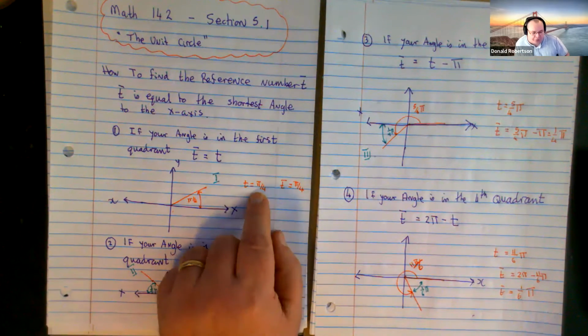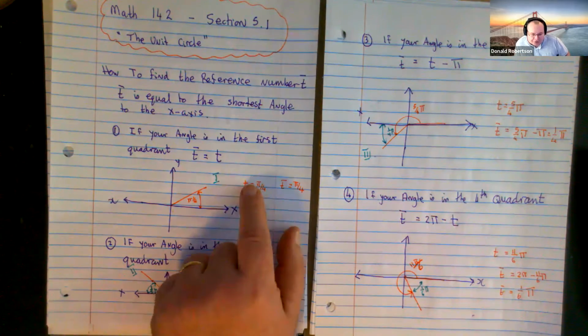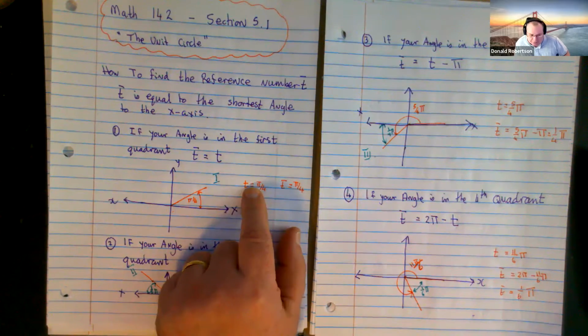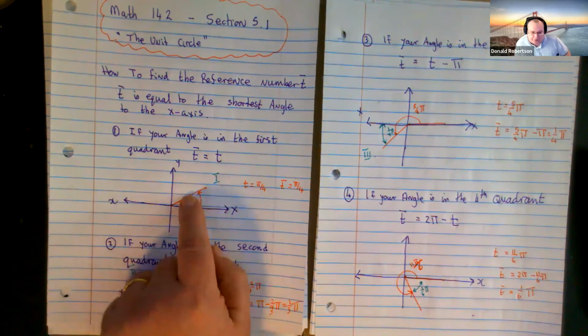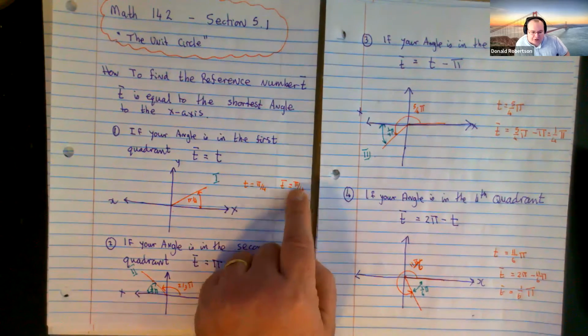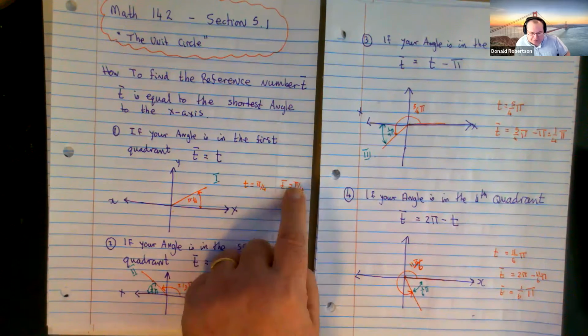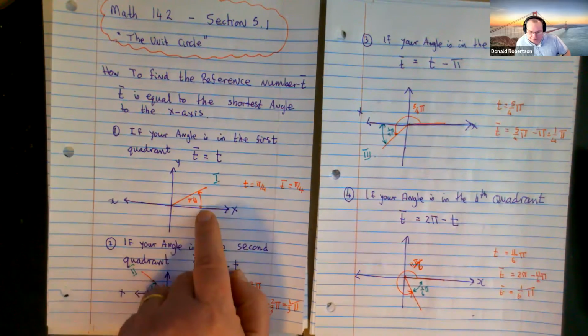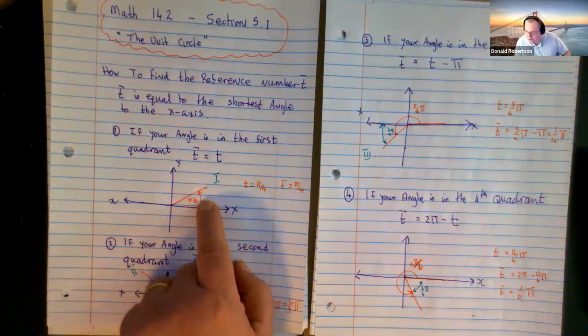So let's do it a little bit slower now. If the original angle is 1/4 pi, right? If it's in the first quadrant, then the reference angle and the original angle are the same thing. Can you see that distance there, for instance, is pi upon 4 in both cases?